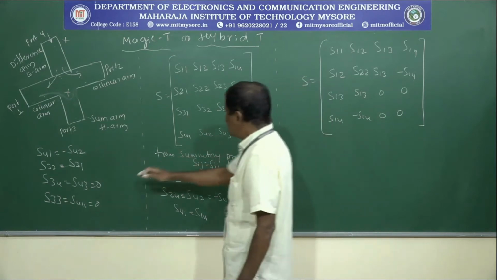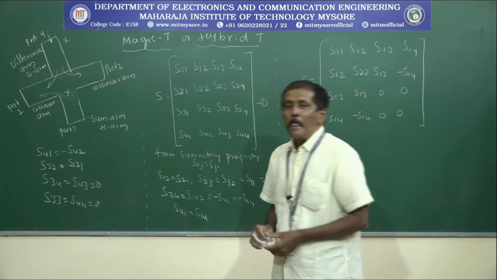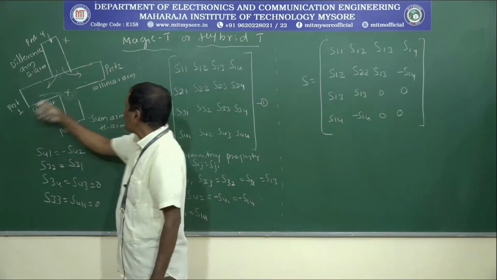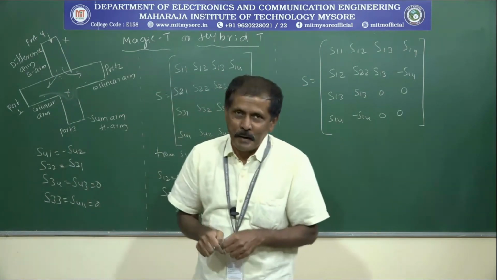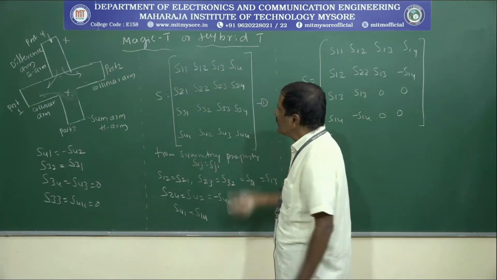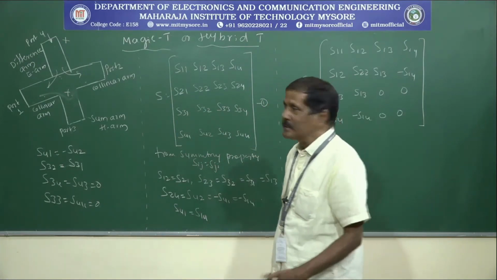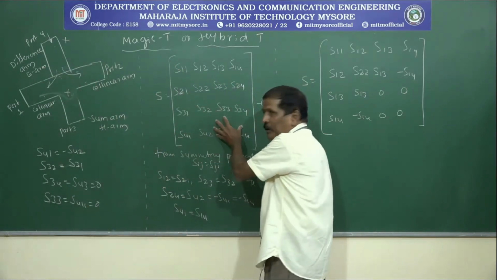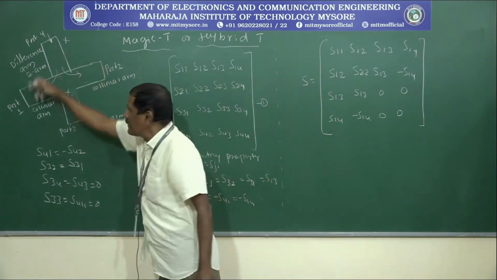Now, these values we are using to simplify the equations. As you can observe here, we have 4 ports: port number 1, port number 2, port number 3 and port number 4. Now we need a 4 by 4 matrix to represent the magic T. We will represent this magic T in matrix form using the S parameters as a 4 by 4 matrix, because we have 4 ports.